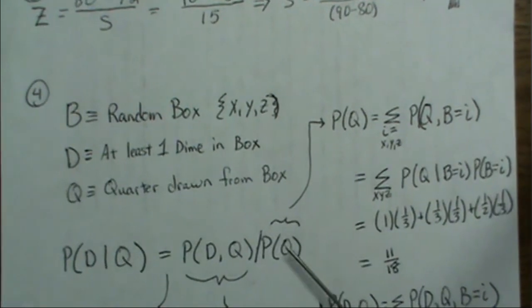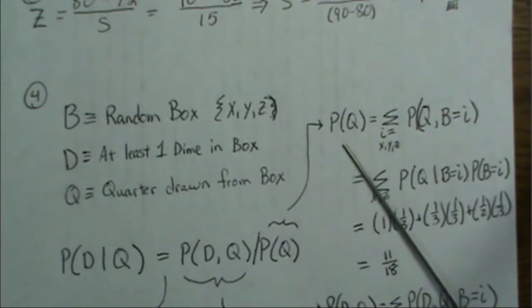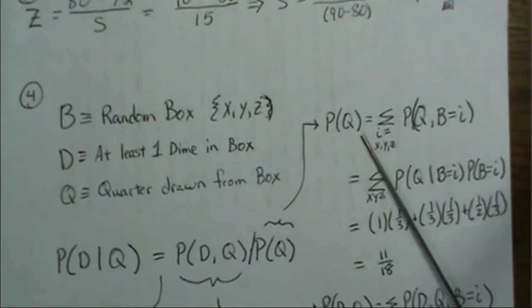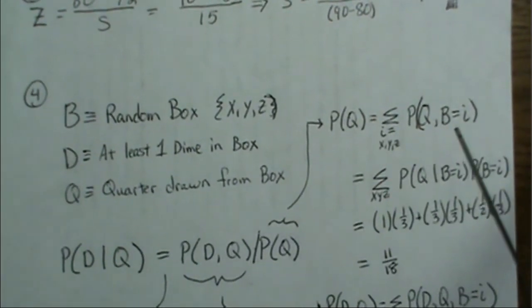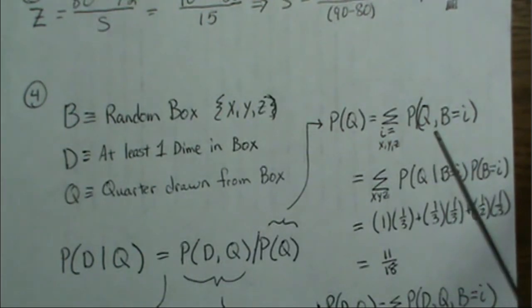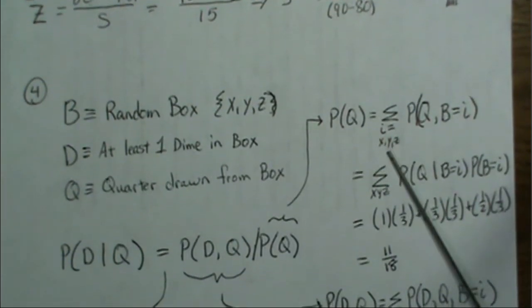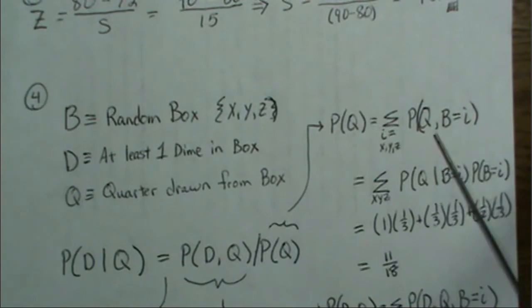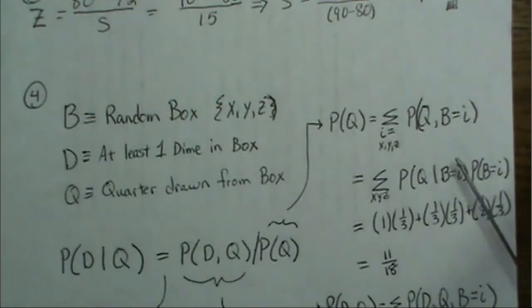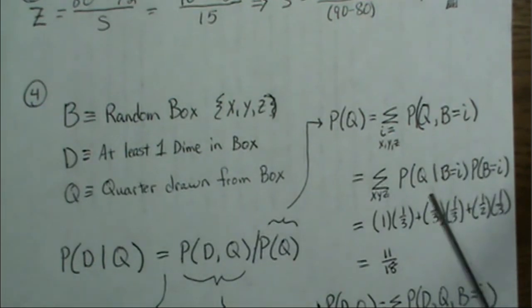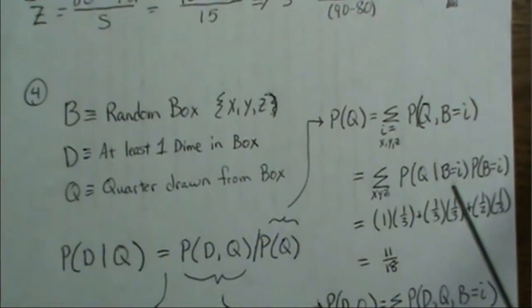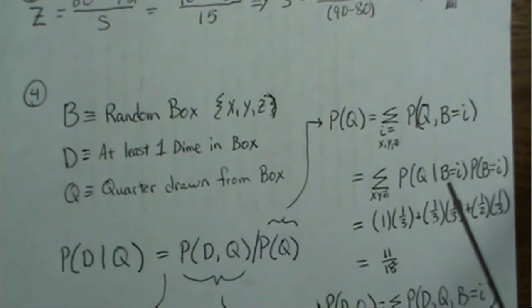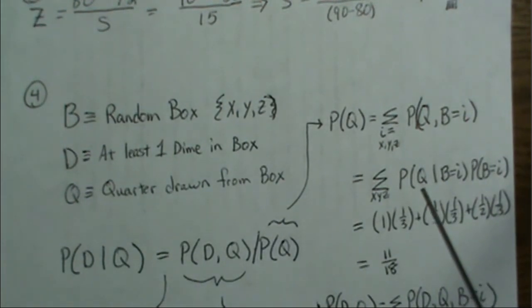So let's look at the probability that we draw a quarter, and that's going to be up here. So now to do this, we introduce an extra variable. So we introduce B. So the probability that we draw a quarter, and it's from box i, but i goes from X, Y, and Z. So it could be any of those. So we don't change this probability. Well, we do that because this intersection here, Q and B, can be rewritten as a conditional probability. Probability of Q given box i times the probability of box i. Well, once we know what box we're talking about, then we can figure out the probability of drawing a quarter.